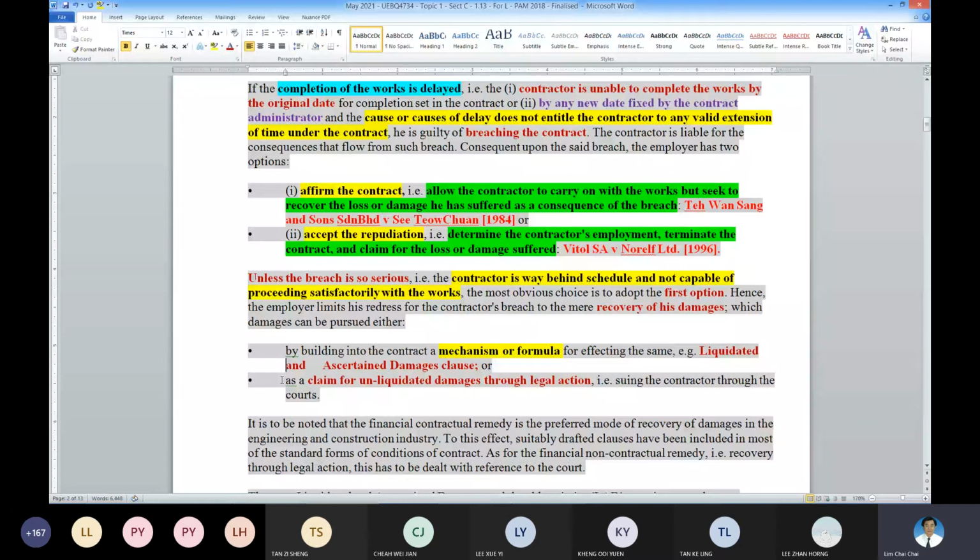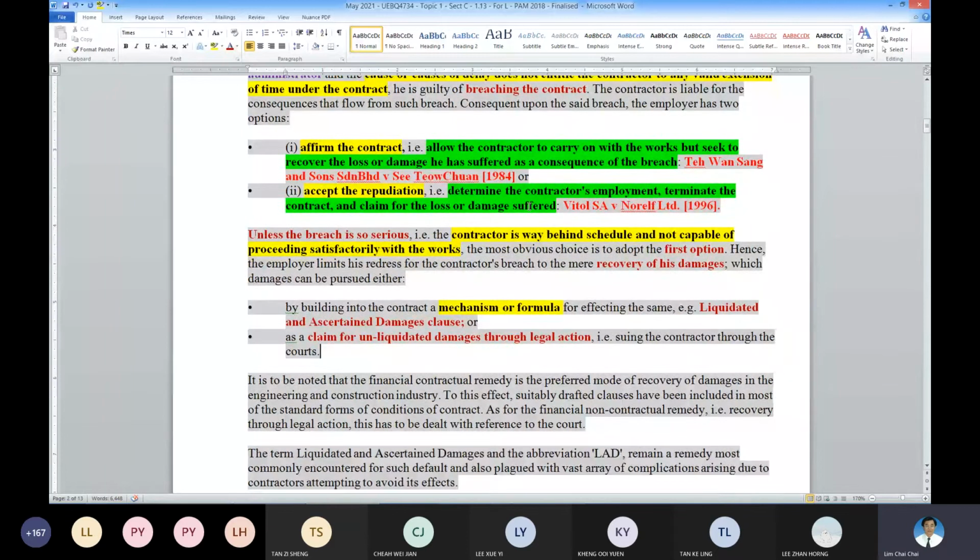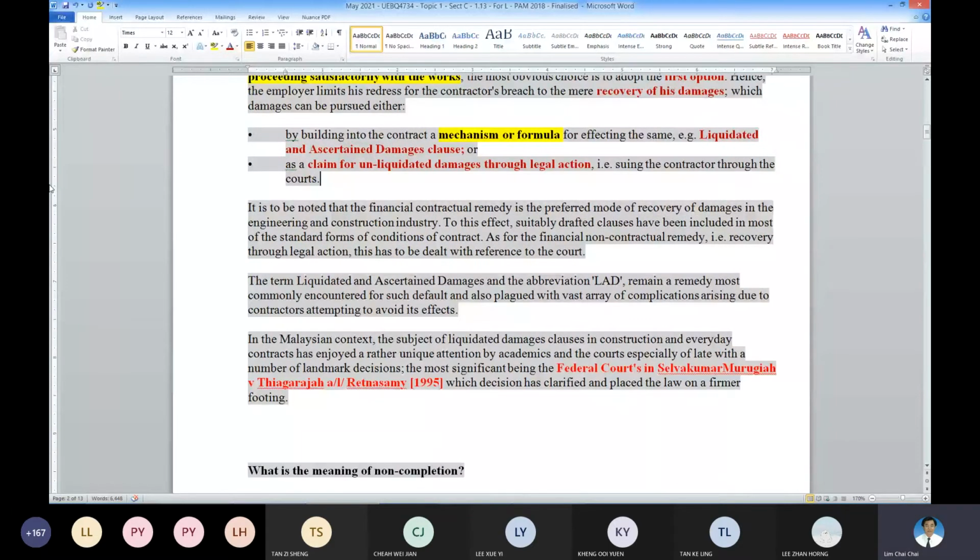So usually the first one will be invoked for a not so serious problem. If it's a serious problem, then repudiation or termination of the contract will be invoked. Okay. So a financial contractual remedy is the preferred mode in the construction industry. That means the type 1. This one is the type 1 remedy.